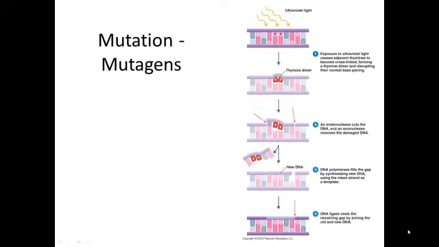Lest you think that all mutagens are chemicals, let's move on to physical mutagens. In this case, ultraviolet light, UV light. What happens is UV light comes in, and particularly when you have 2 T's next to each other, this can happen in other areas, but it's especially when you have a thymine.